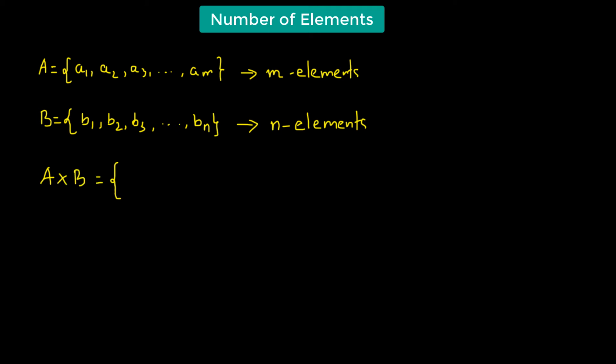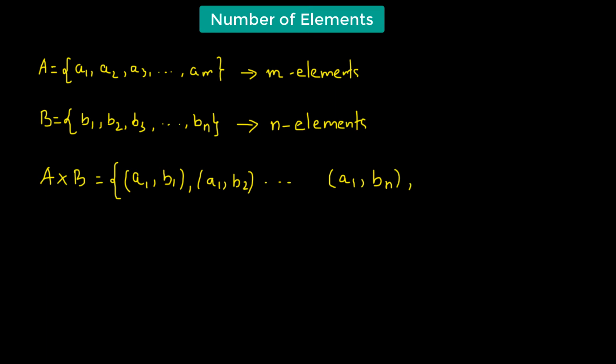So we'll consider the first element A1 and then form a coordinate pair with each of the elements of set B. So that will be A1 B1, A1 B2, all the way up to A1 Bn.